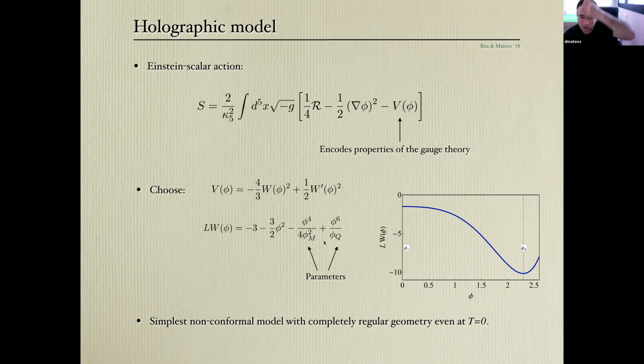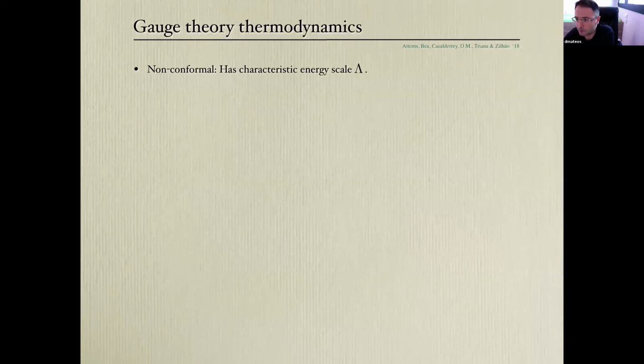Okay, so I'm going to be working with different values of these parameters. Let me make a couple of comments before I dive in. One is that, like I was emphasizing, the theory that I'm interested in describing is a non-conformal theory, because in particular, I wanted to have a first order phase transition. So the theory has a characteristic scale Lambda. You can think of Lambda in QCD, this would be Lambda_QCD, for example.